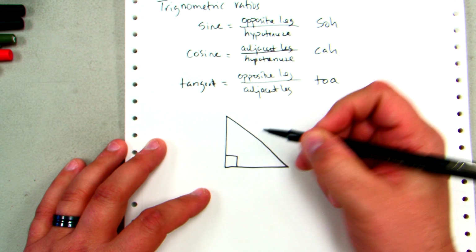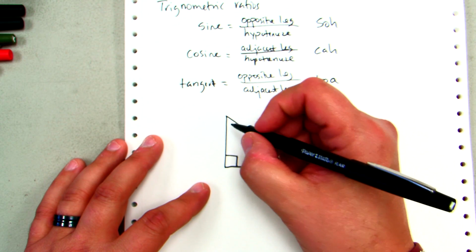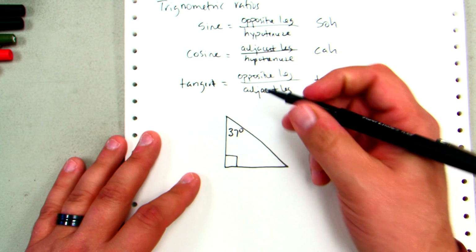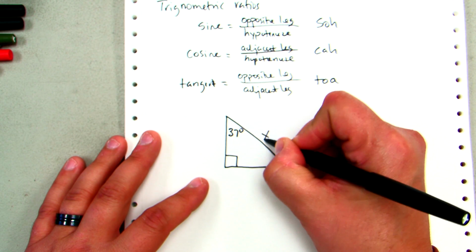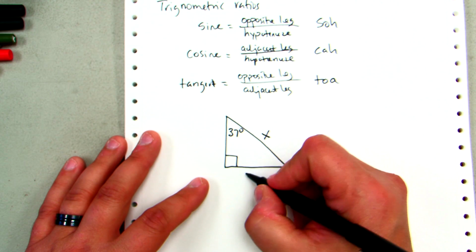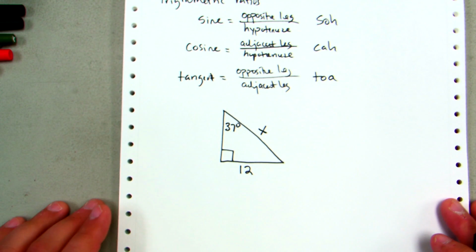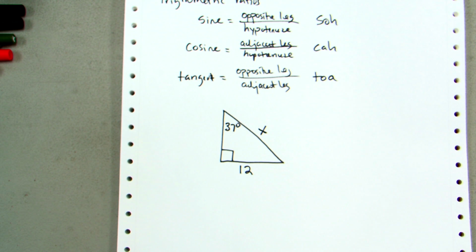And there's our right angle. Let's say, for instance, we call this one 37 degrees. Let's say we're looking for x, and we're going to give you 12. So here's an example of what you might see on a test that's talking about using a trigonometric value. How would you find the measure of x?